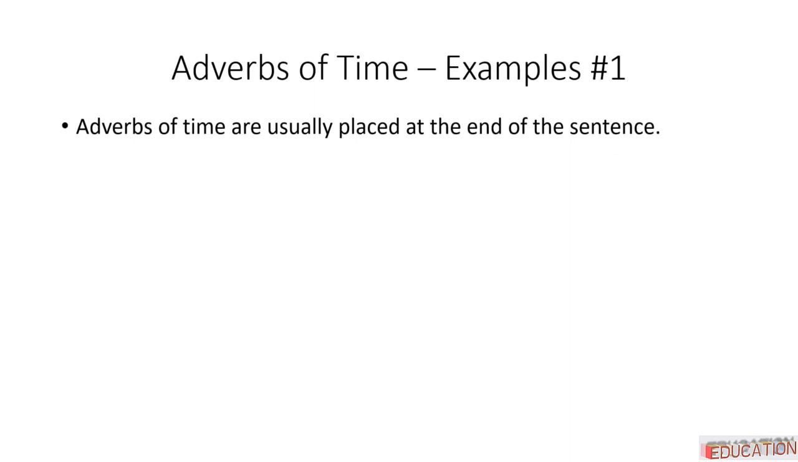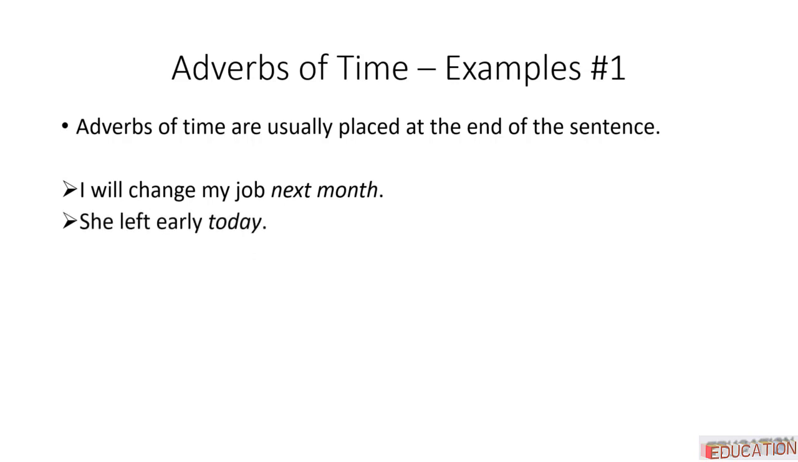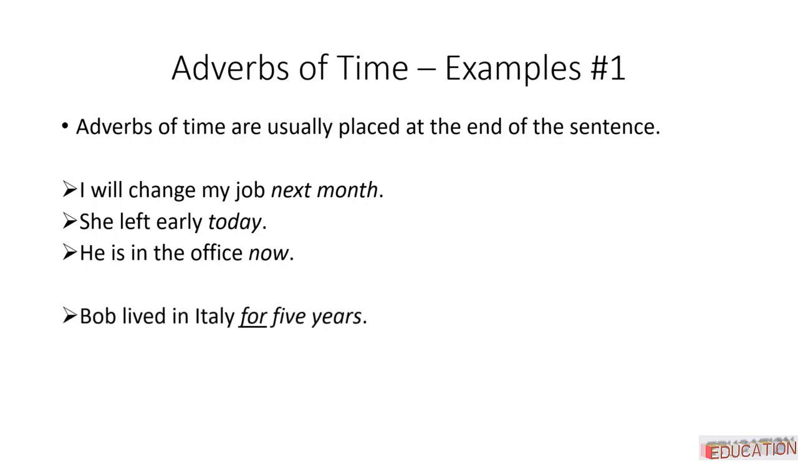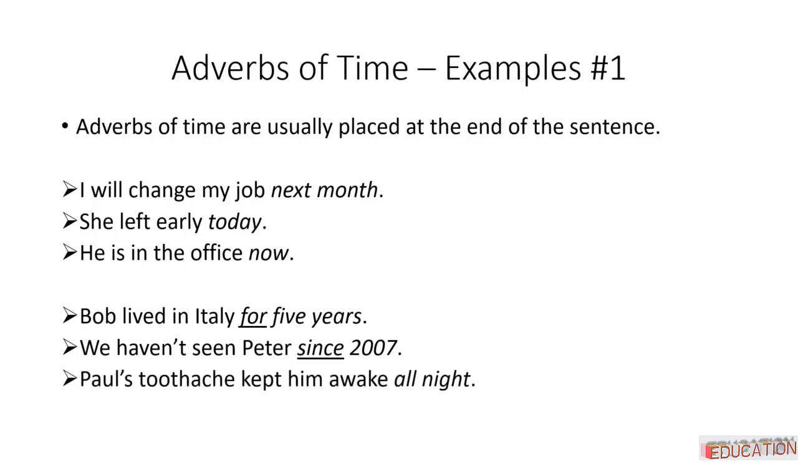So we usually place them at the end of the sentence. So, I will change my job next month. She left early today. He is in the office now. This gives us the when, and we can also use it to show how long. So, Bob lived in Italy for 5 years. We haven't seen Peter since 2007. Or, Paul's toothache kept him awake all night.